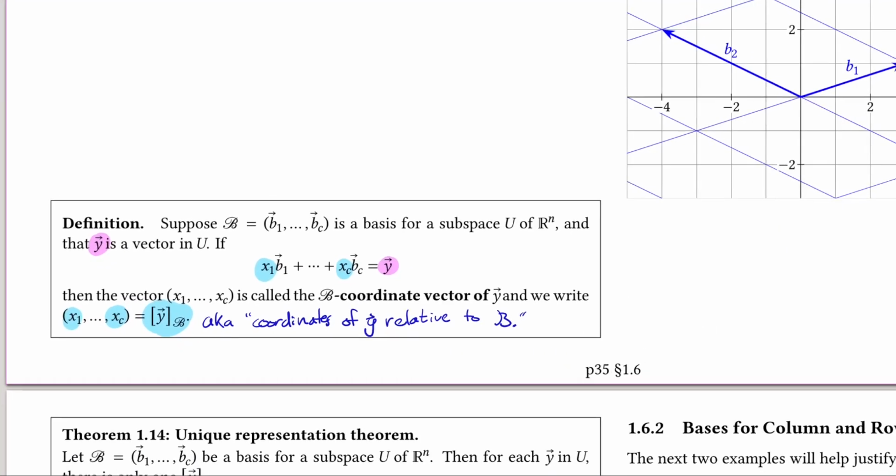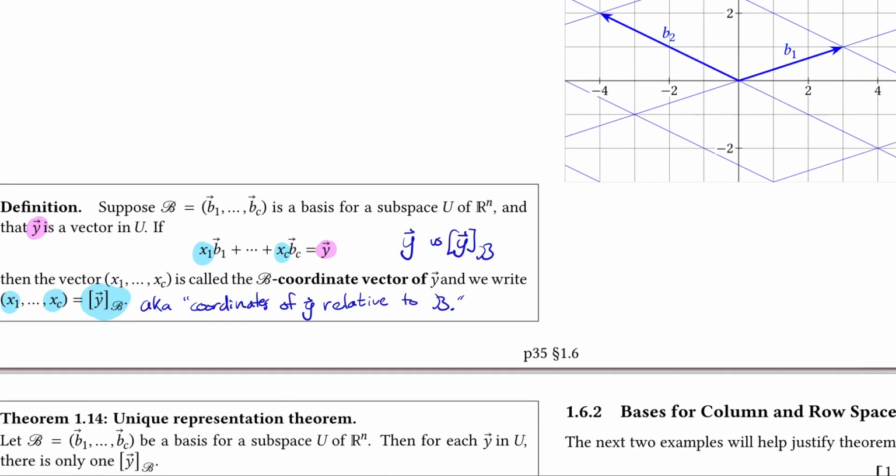So this is a thing that a lot of people get mixed up. People get mixed up between which one is actually y versus which one is the y coordinates relative to b. Causes much confusion in my experience teaching linear algebra. My advice is, if you're not sure which one is which, come back and read this definition, because for some reason it throws people off. So come back to the definition when you need it.